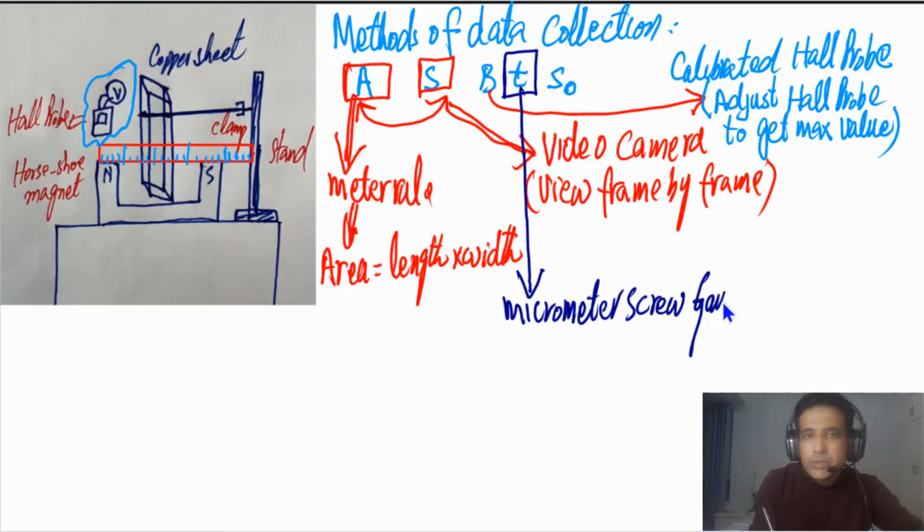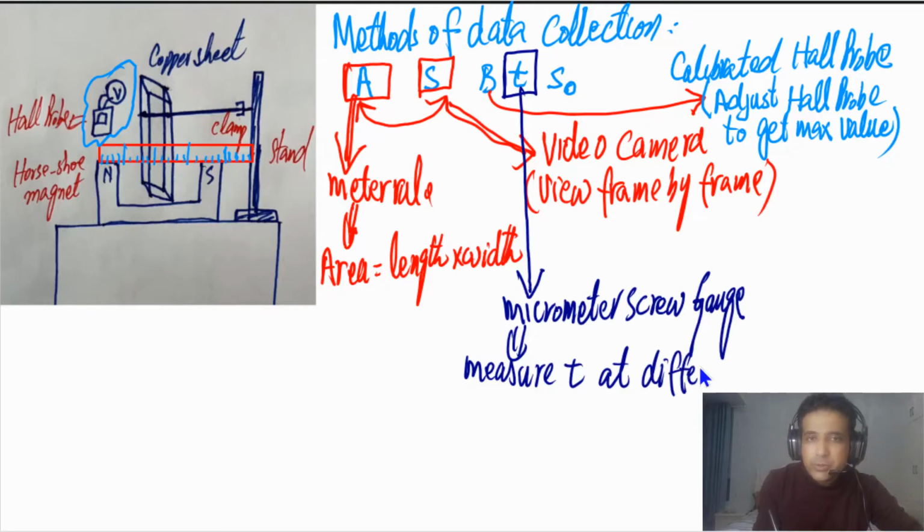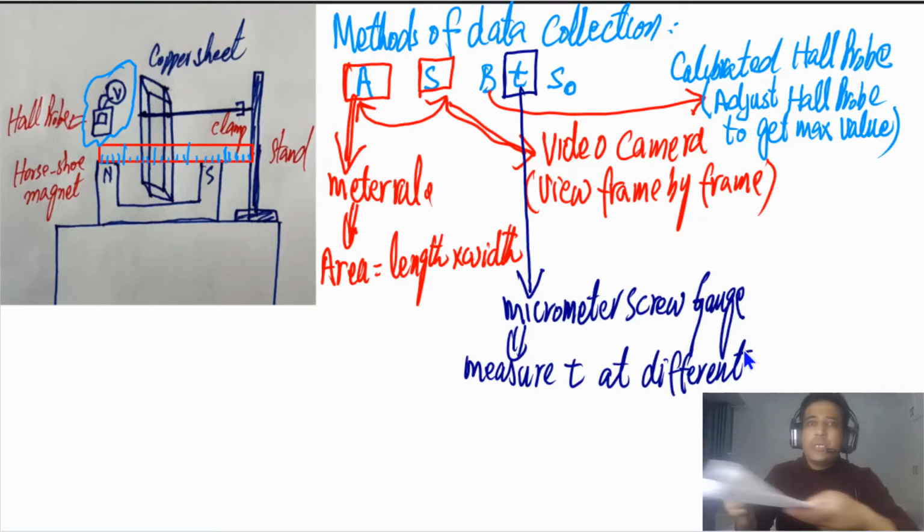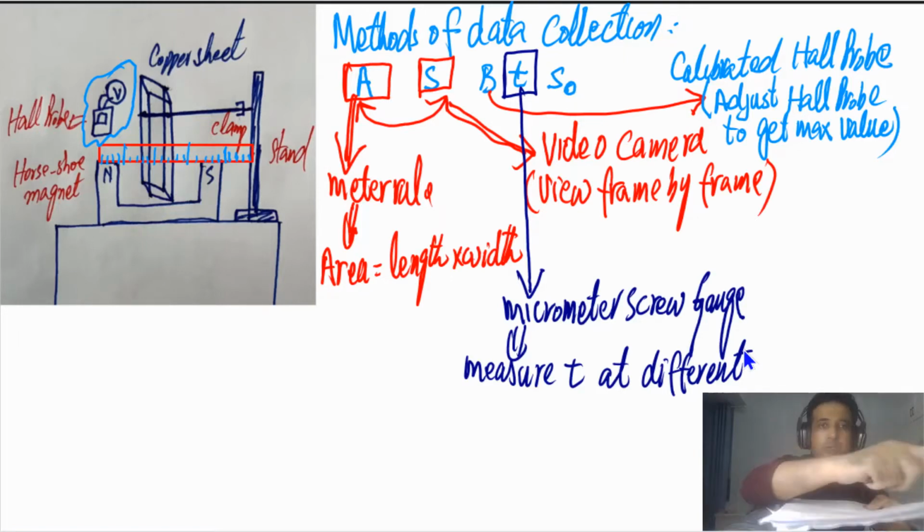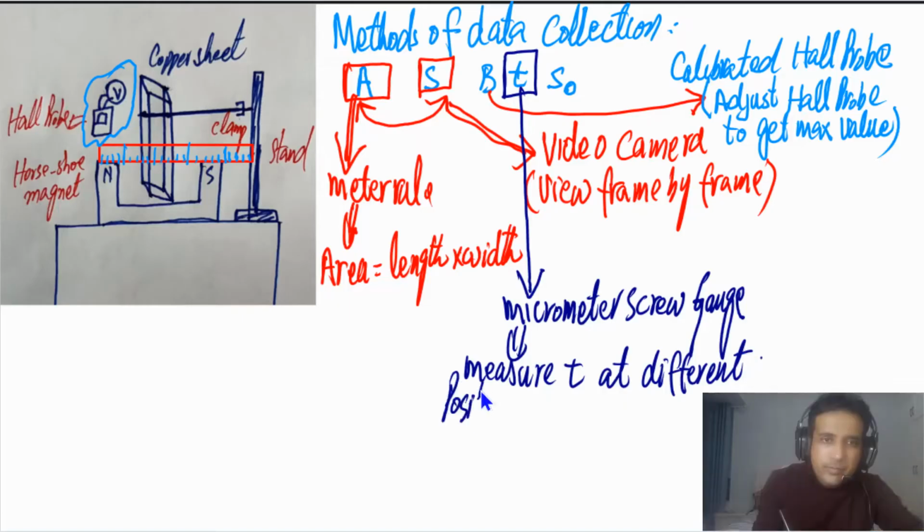Micrometer screw gauge. And also now you need to talk about how you can measure thickness in an accurate way, using a proper method to get an accurate value of T. For that purpose, we will measure T at different positions and take the average. At different positions means we have this plate. We will measure thickness here, here at this point, then take the average.